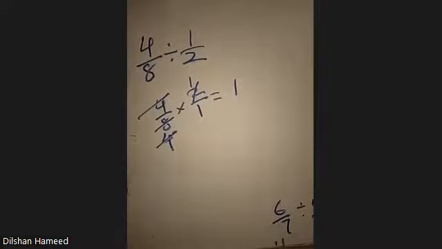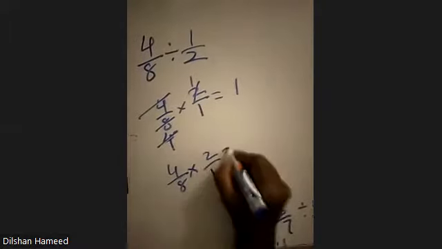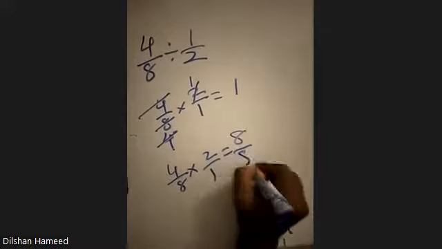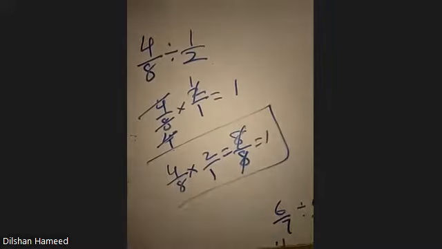If you are doing it in the more traditional way, 4 upon 8 into 2 upon 1 is equal to 8 upon 8. So 8 and 8 you cut, and is equal to 1. Two different methods.